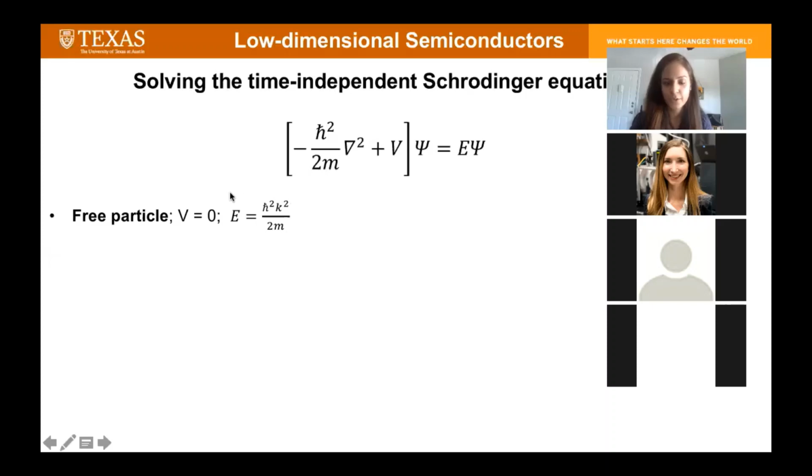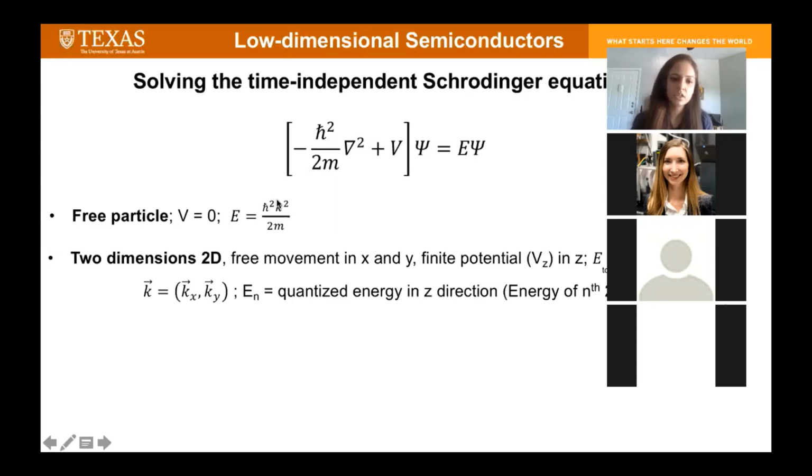Okay, so the energies for a free particle are given by this expression here, where K is the wave number, and the only restriction on K is that it has to be a real number for energies to be positive. That is the only restriction here. So a free particle is allowed to have any energies as long as it satisfies this equation.